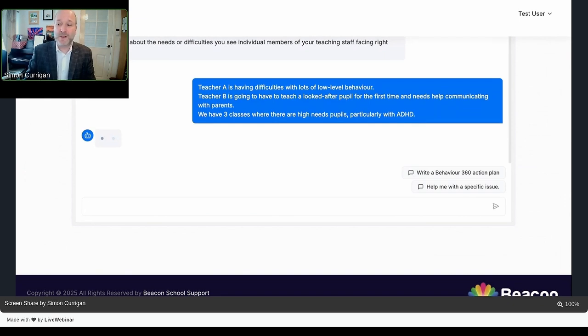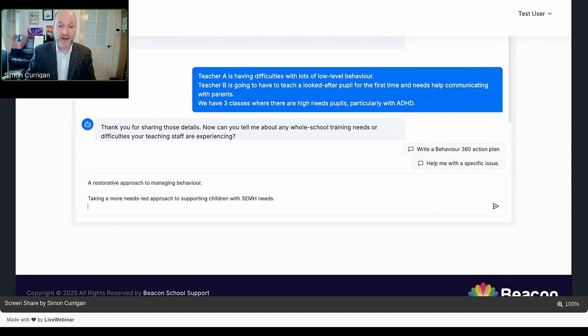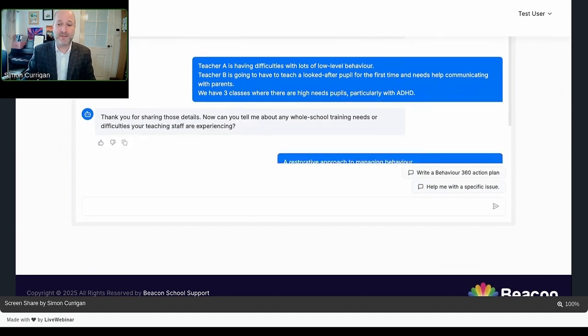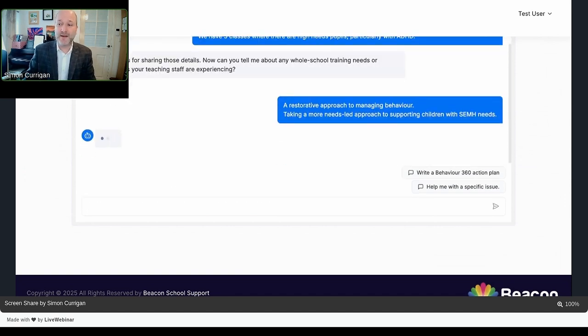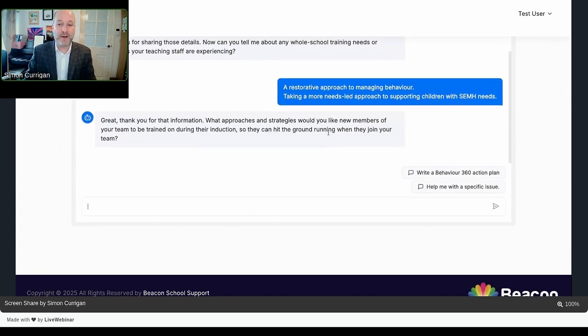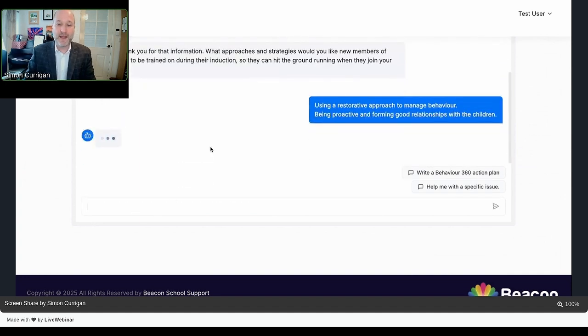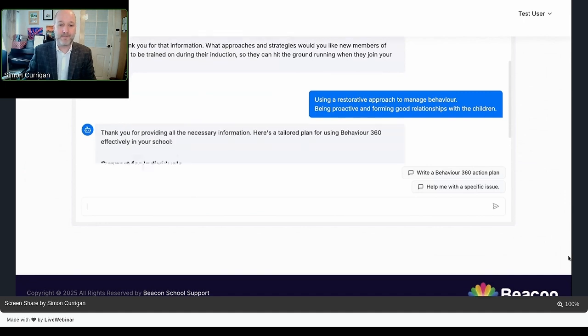He's going to ask me about what whole school needs I'm looking for. So you can see this maps directly onto the work we've just done in the lead gap analysis, and I'm going to paste it in my whole school needs. And then he has to think for a minute. And then now it's asking me what I'd like new members of staff to be trained on. So I'm going to copy and paste that. And then he's going to go away and have a quick think.